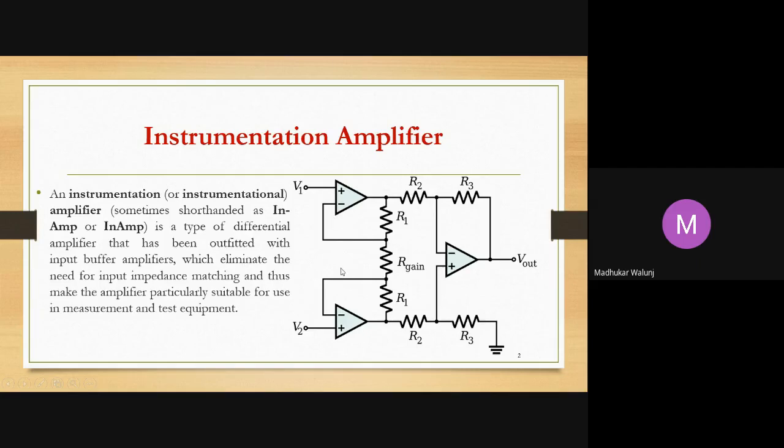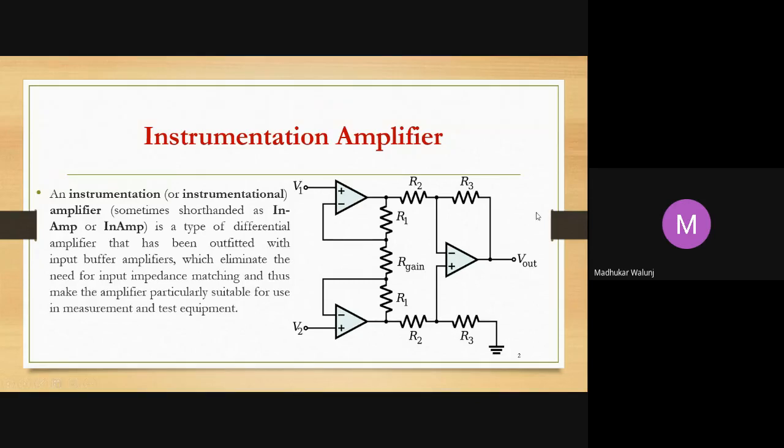So why are these connected? The input buffer amplifier will eliminate the need for input impedance matching. Whatever the input is coming from, maybe any sensor or any circuit, it is going to eliminate the need for input impedance matching. Means what? If the input impedance of the circuit is very high, we can connect anything to the circuit, according to the operational amplifier's characteristic. The input impedance of an operational amplifier is very high, ideally infinity, meaning anything can be connected to that particular operational amplifier.